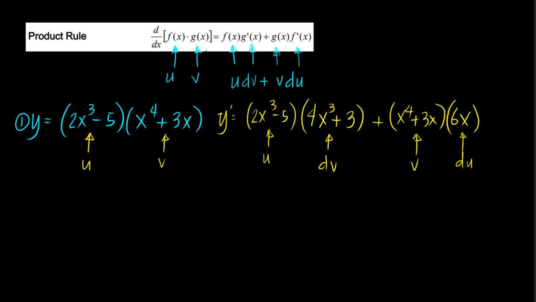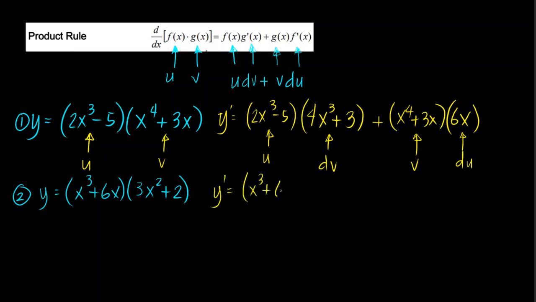Okay. Another example, y equals x cubed plus 6x times 3x squared plus 2. Okay. So, ano ang iya sining derivative? So, as you can see, you have two functions here multiplied to each other. So, y prime equals u, x cubed plus 6x. Derive v. So, 3x squared ang derivative na is 6x. And 2 is just a constant, so as is lang. So, here you have u. Here you have derive v or u dv.